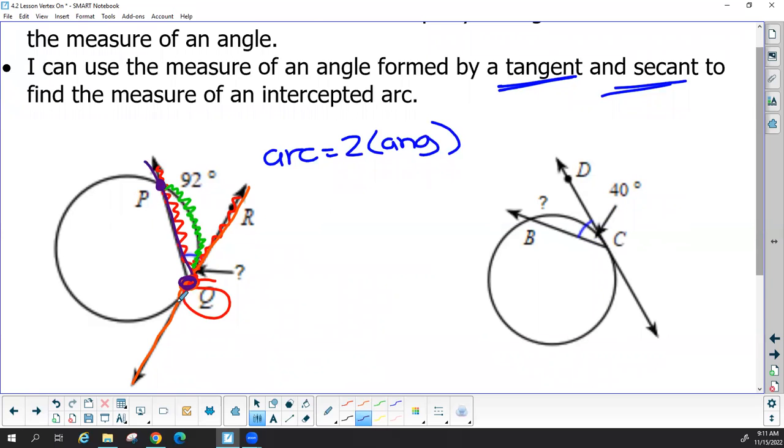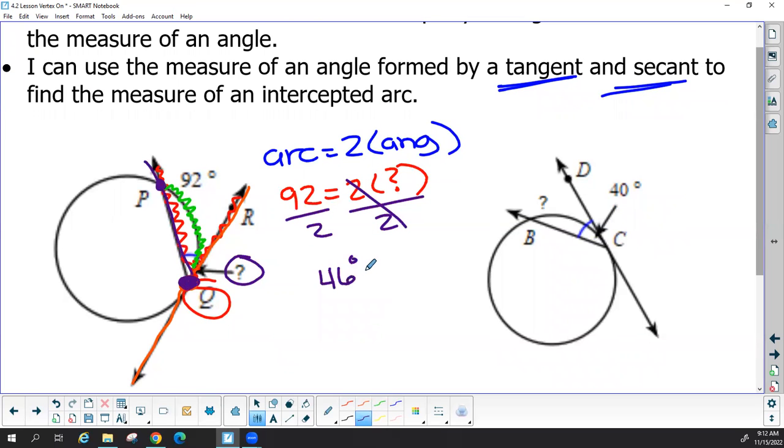And so these are the types of lines that are creating this scenario where I have an angle with a vertex on the circle that's intercepting this arc. And so the relationship is the same again as an inscribed angle. And so our arc measure here is 92 degrees. And our angle measure is question mark. That's what we're trying to figure out. So to solve for our missing angle, we can divide both sides by 2 here. And we can get that our angle measure is 46 degrees, half as big as the arc that it's intercepting.